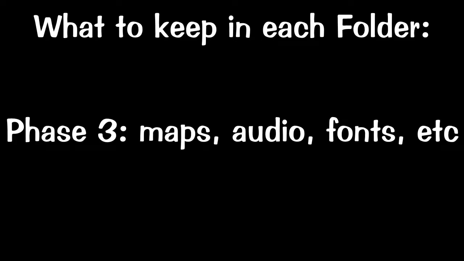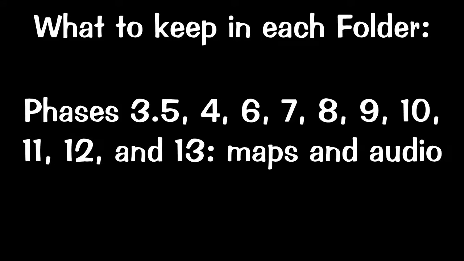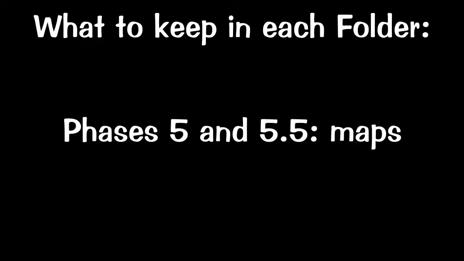Now for the specifics of a full content pack. Assuming you won't be editing the sound effects, here's what you should and shouldn't keep. In Phase 3, you'll want to keep maps, music, fonts if you plan on editing them, and etc. if you plan to edit the cursor. In Phases 3.5, 4, 6, 7, 8, 9, 10, 11, 12, and 13, keep only maps and music. In Phases 5 and 5.5, keep only maps.